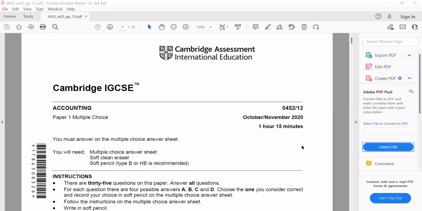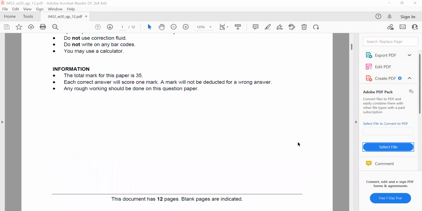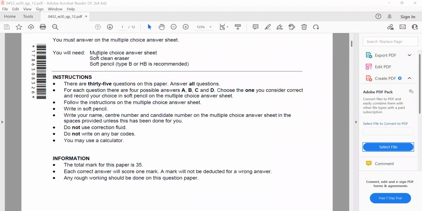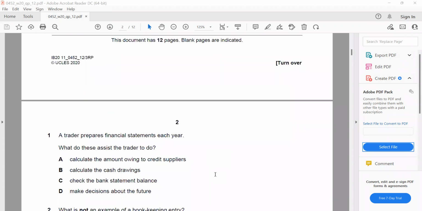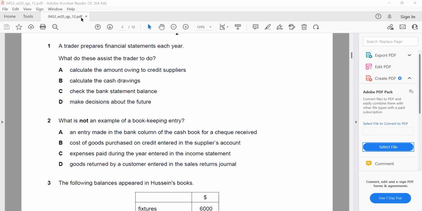Okay, we continue with the multiple choice paper, October 2020, paper 12. Always remember, before the exam and before you start to do a question, read the instructions. Okay, let's see the first question.